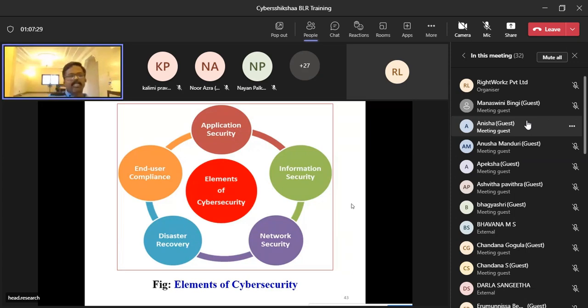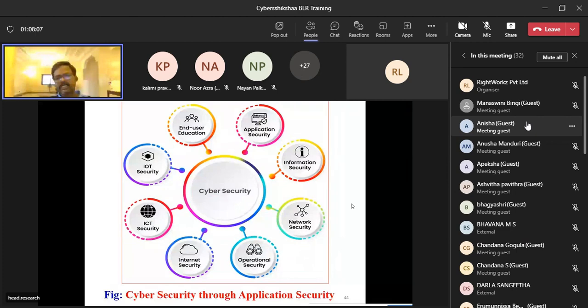And disaster recovery: whenever man-made disasters or natural calamities happen, sometimes our data center may collapse, our server may crash. How do you recover the data from that disaster? There are various disaster recovery algorithms available. RPO and RTO, recovery point objective, recovery time objective. End user compliance: as an end user, I am expecting high security protection of data in my system or server or data center level. So these are the elements of cyber security.